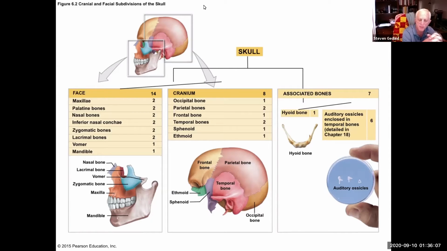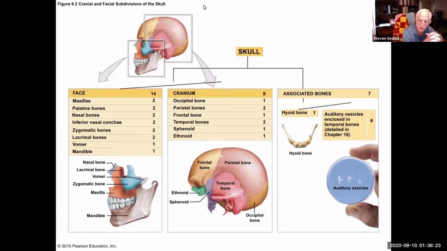The cranium is the part that surrounds your skull, your brain. You have 1 occipital bone, 2 parietal bones, 1 frontal bone, 2 temporal bones, 1 sphenoid bone, and 1 ethmoid bone. And we'll learn where all those bones are located, and we'll go through each one in detail.